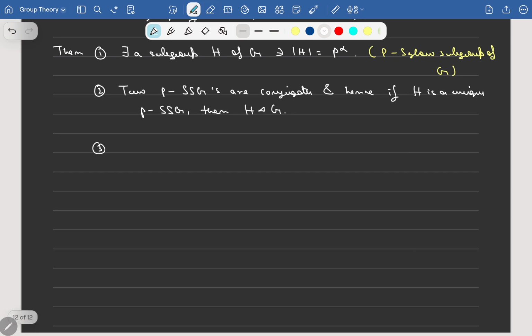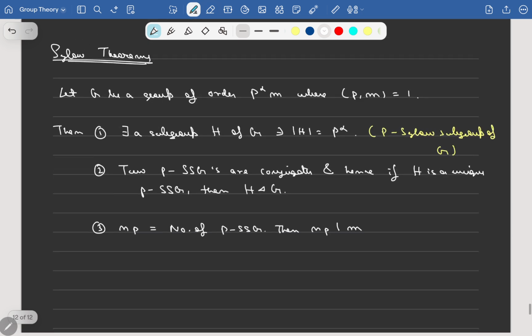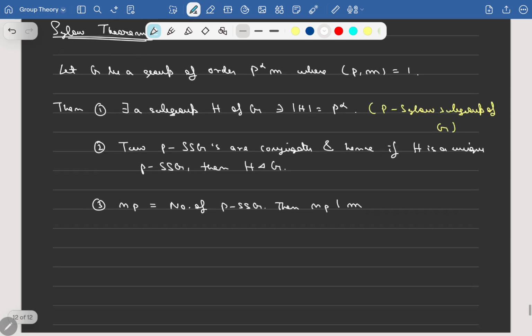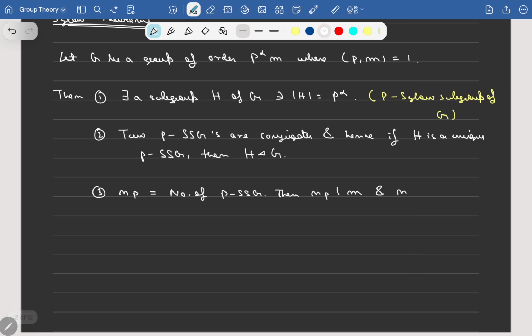And number 3, let np be equal to the number of p-Sylow subgroups. Then we have np dividing m. So np will divide the residual part of the order of the group, and np has the form 1 plus k times p. That is basically, np is congruent to 1 mod p.